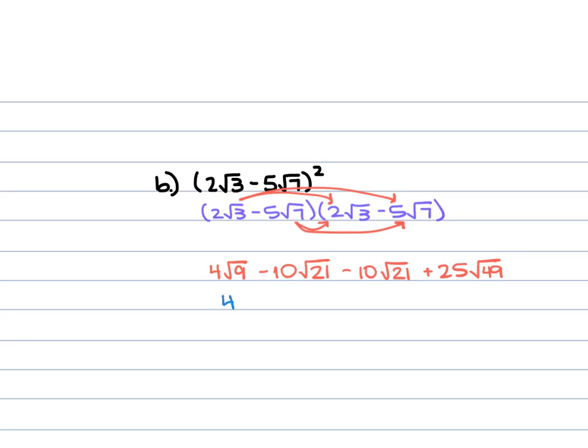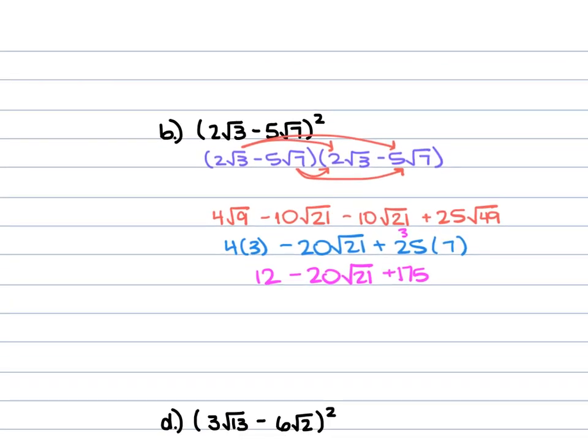I'm going to be left with 4 times 3 minus 20 square root 21 plus 25 times 7. I can multiply from here. 4 times 3 is 12 minus 20 square root 21. Then I have 25 times 7. 5 times 7 is 35. 2 times 7 is 14 plus 3 is 17. So 12 minus 20 square root 21 plus 175. If I add these two numbers together, the 12 and the 175, this is going to leave me with 187 minus 20 square root 21.